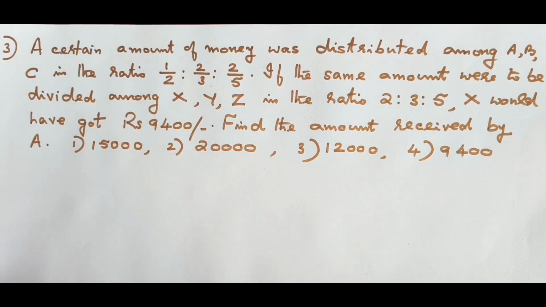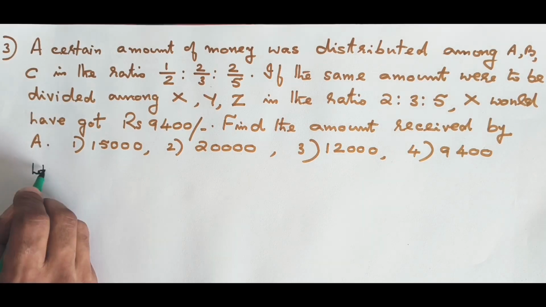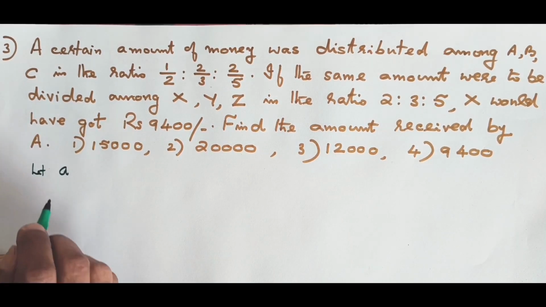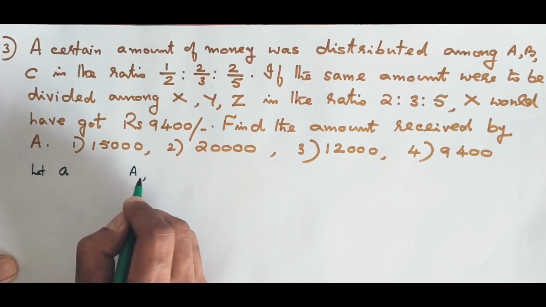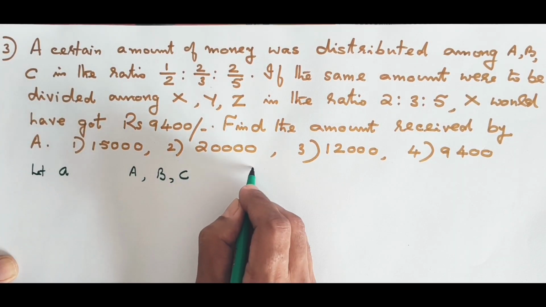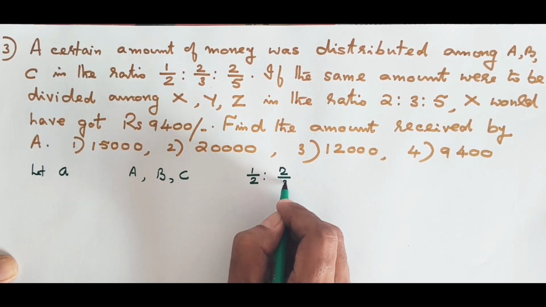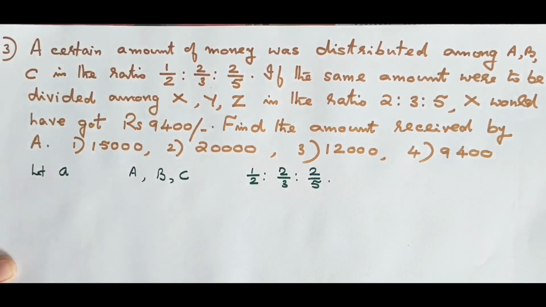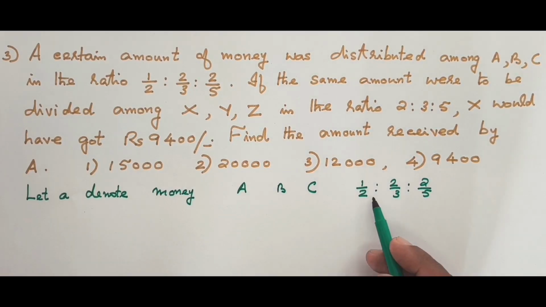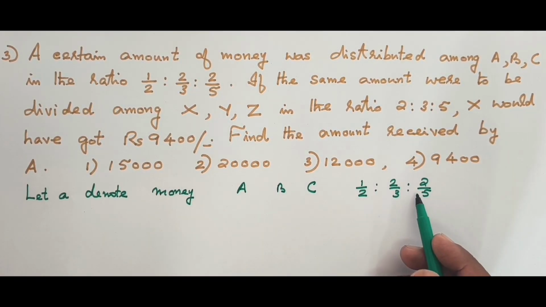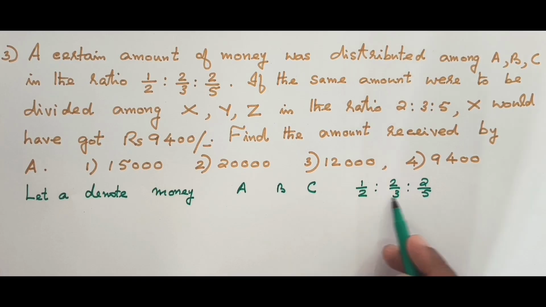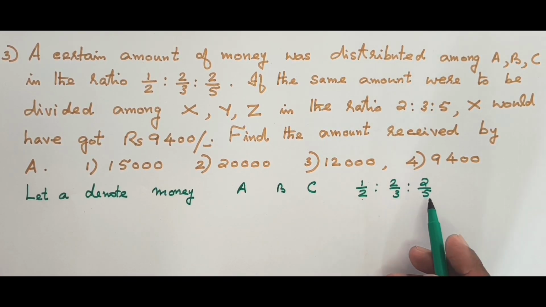We will use a variable to denote the total amount being distributed among A, B, C. Let the variable A denote the amount being distributed among A, B, C in the ratio 1 over 2 is to 2 over 3 is to 2 over 5. Here the terms of the ratio are in fractions. So let's first convert this into a ratio of whole numbers. So what to do for that? Multiply this ratio throughout by the LCM of these denominators 2, 3 and 5.